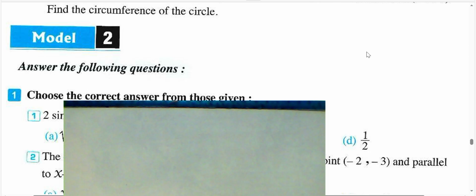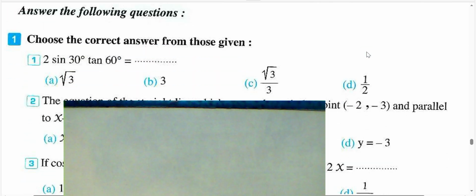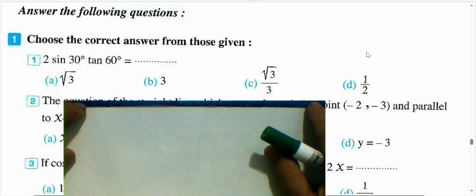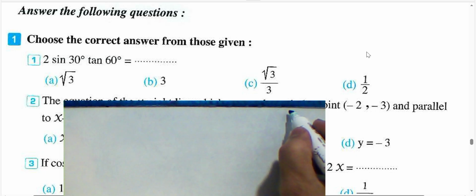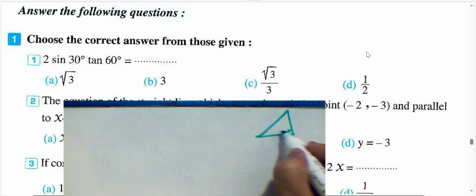Today we'll solve from the master book model examinations of the school book of trigonometry and geometry. First question, choose the correct answer from the given ones. To predict the value of 2 sin 30 times tan 60. We can solve the example from a right angle triangle, 30 and 60.